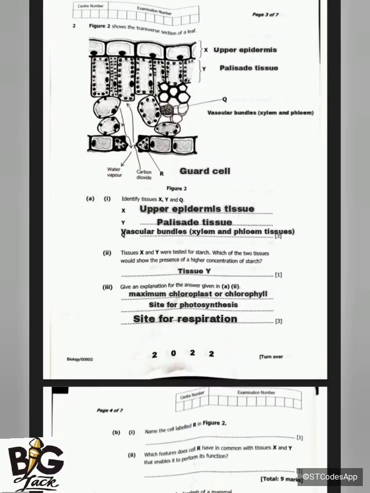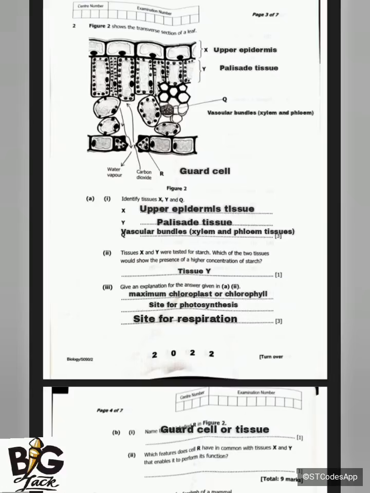Let's move on to the next one, which is B. B, Roman numeral 1, says name the cell labeled R in figure 2. The way I was saying, R is called the guard cell. So my answer here is going to be guard cell.